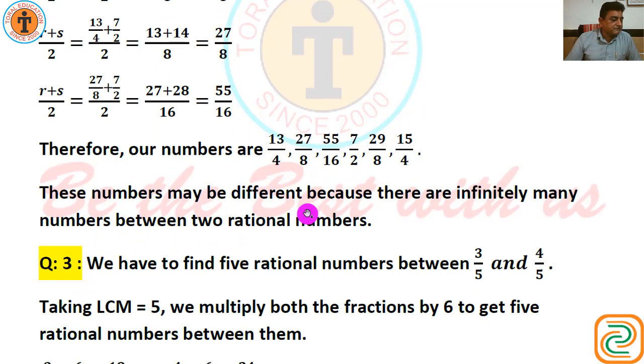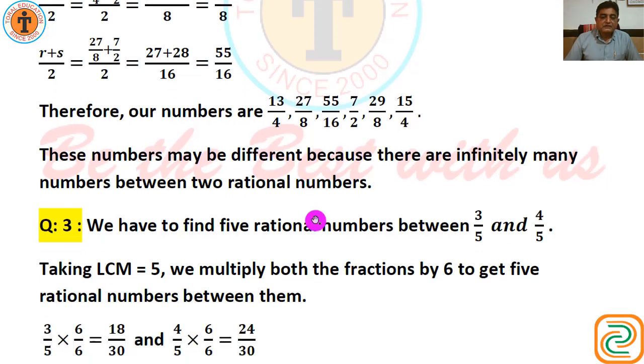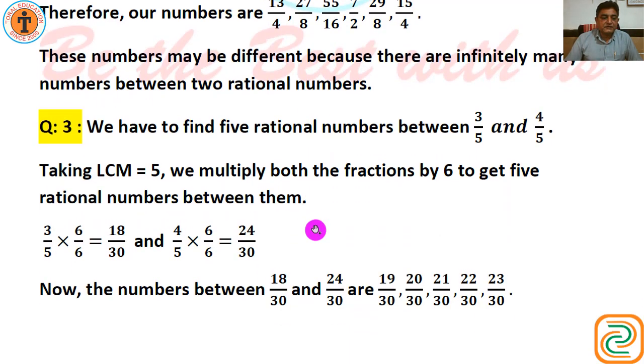Here, question number 3. Find 5 rational numbers between 3 upon 5 and 4 upon 5. Here I have taken LCM. The LCM is 5. Right? We multiply both the fractions by 6.